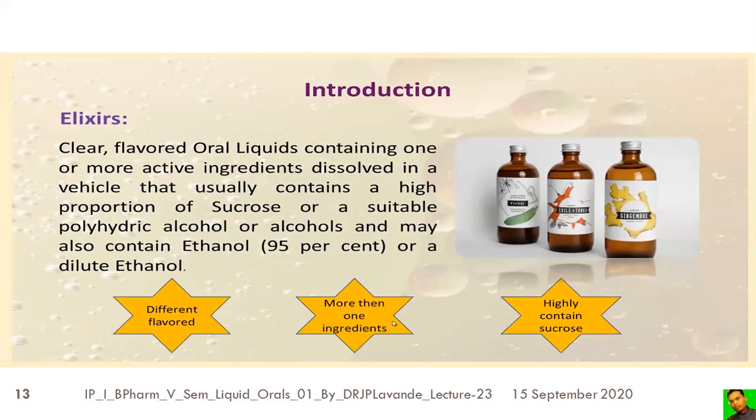Now what is the vehicle? The vehicle is sucrose, or it may be polyhydric alcohol, or it may be alcohol, or it may be 95% ethanol, right? Or it is dilute ethanol. So these are differently flavored. They will contain more than one ingredient, and these are preparations that highly contain sucrose.